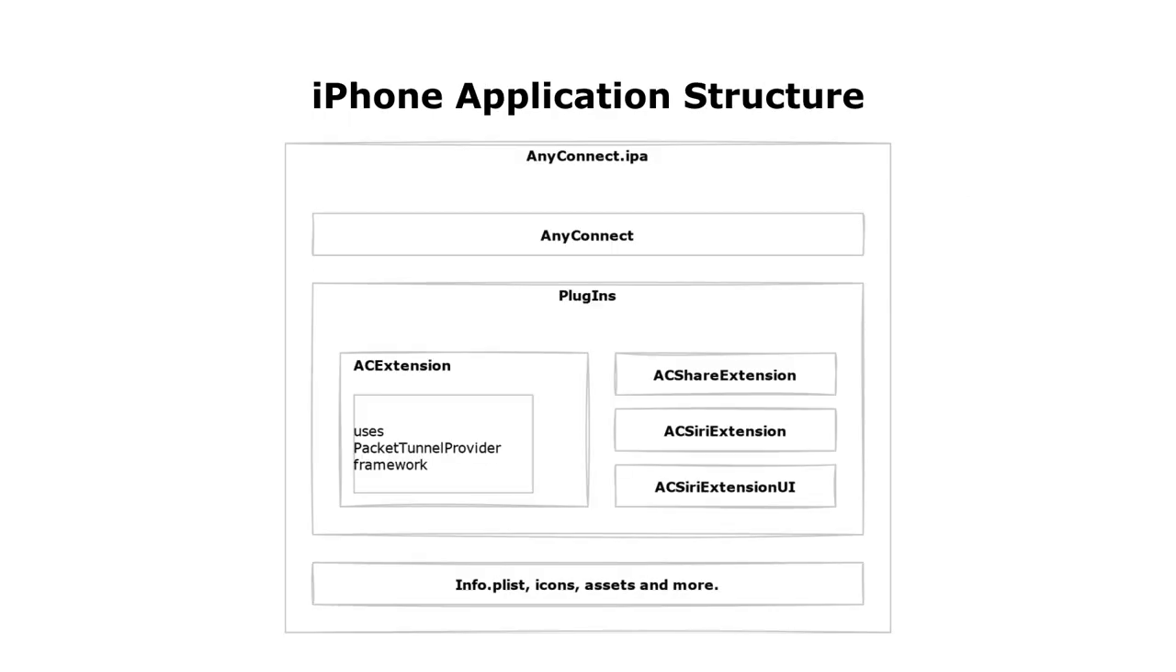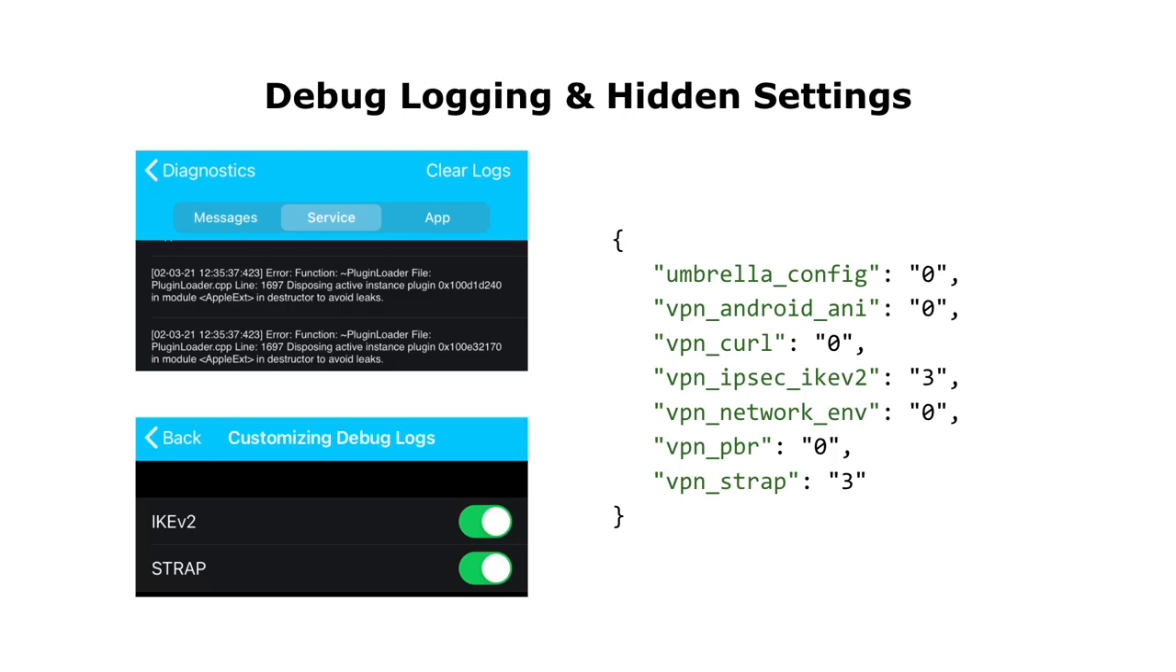iOS applications are packed in a zip-like format, containing all executables and assets like images, configurations, files, and more. The main executable is called AnyConnect, and the network extension is implemented in the AC extension binary. In addition to those, there are several other app extensions for iOS sharing and Siri functionality.